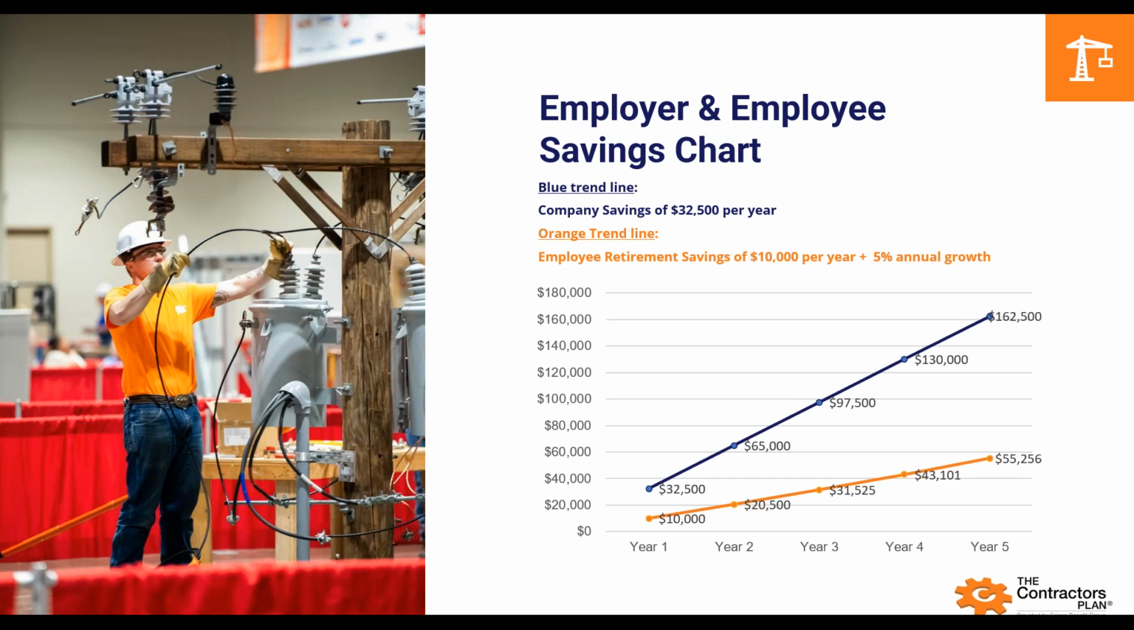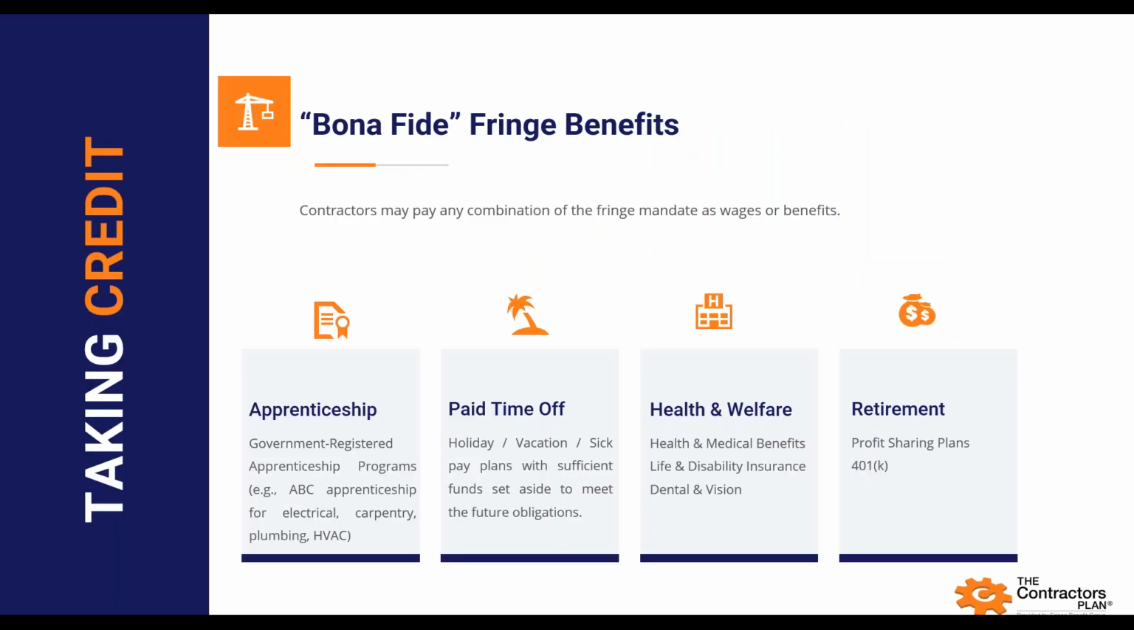But it also benefits the employees. If we do a typical employee fringe contribution of $10,000 per year, and we use a very conservative 5% annual growth rate, historically the markets have done more than double that, but let's be conservative. Over the same 5-year period, that employee is now going to have over $55,000 in their account. So they're going to see the benefit of this pretty substantially as well.